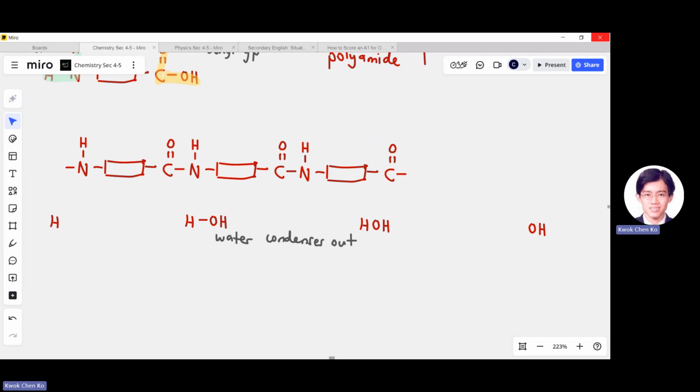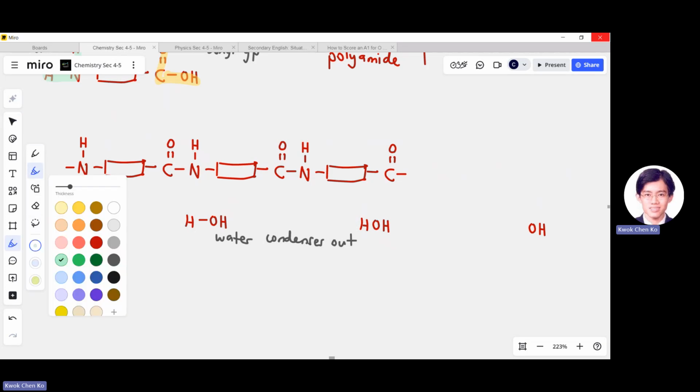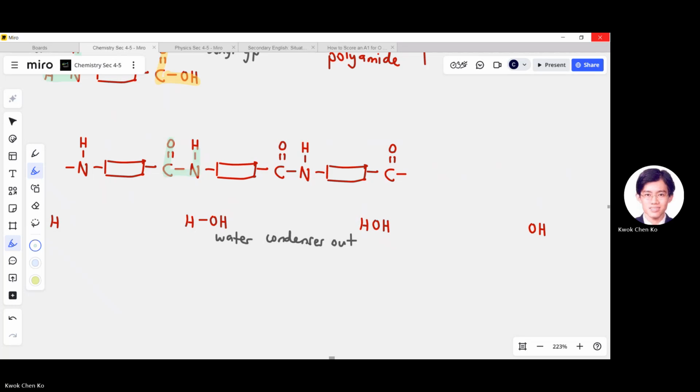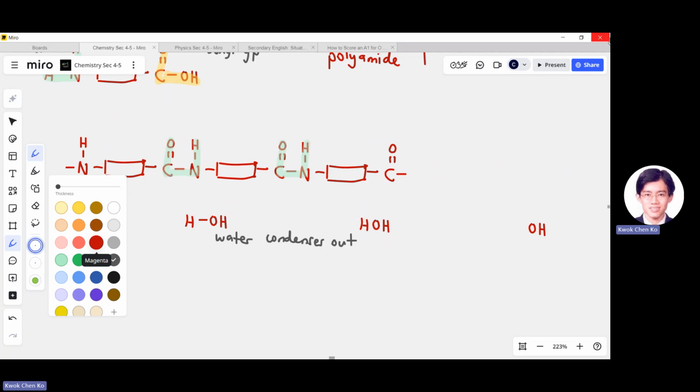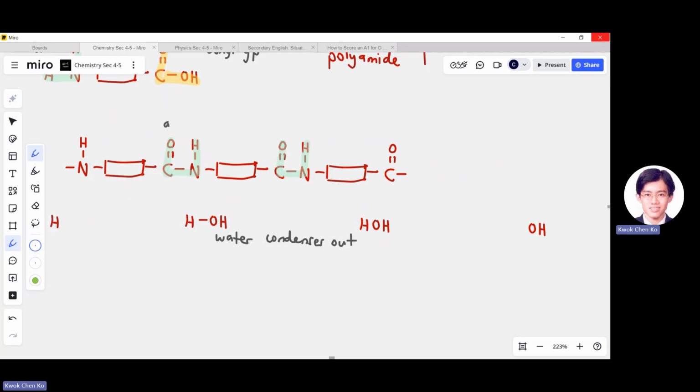Okay. Now, one last thing. Hopefully you recognize something. This group here, this group there. So those are your amide linkages. So yeah, of course, that's why it's called polyamide.